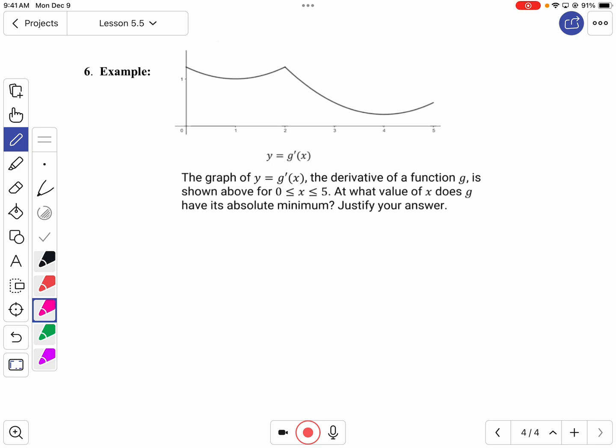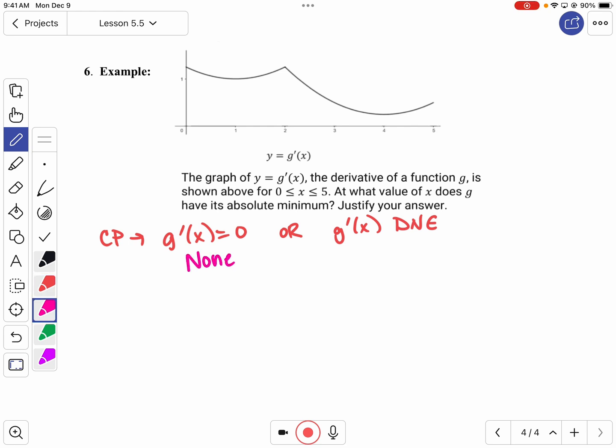Now, what makes this one hard is what kind of graph are we looking at? A derivative graph. We're looking at a derivative graph, okay? So critical points occur where g prime is equal to 0 or g prime does not exist.